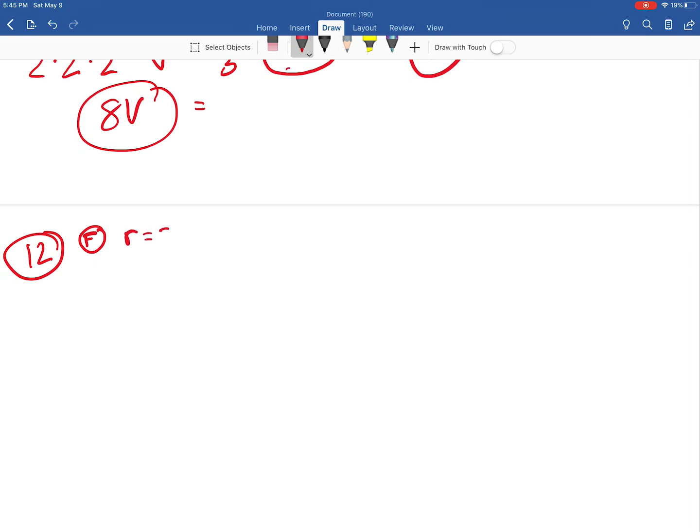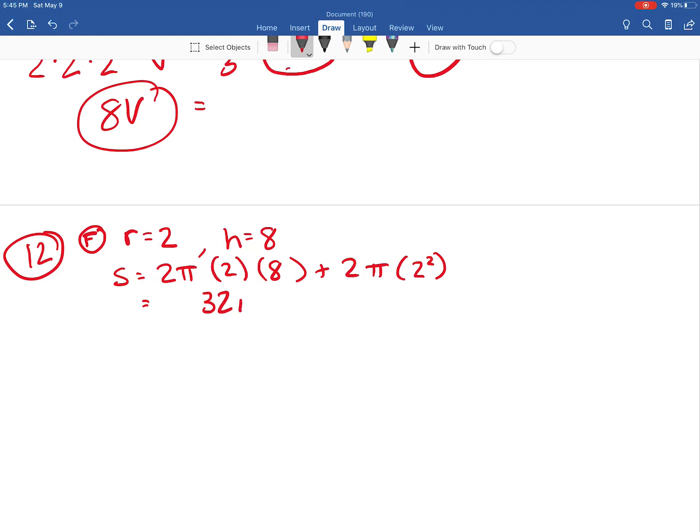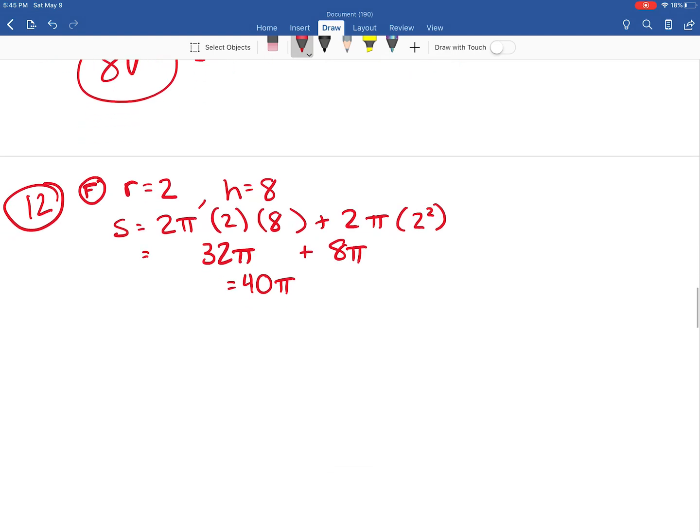Letter F says the diameter is 4, which means the radius is 2 and the height is 8. So my surface area would be 2 times pi times r times h plus 2 times pi times r squared. Okay, 2 times 2 is 4. 4 times 8 is 32 pi. 2 squared is 4 times 2 is 8 pi. Add your pi's together, you get 40 pi.